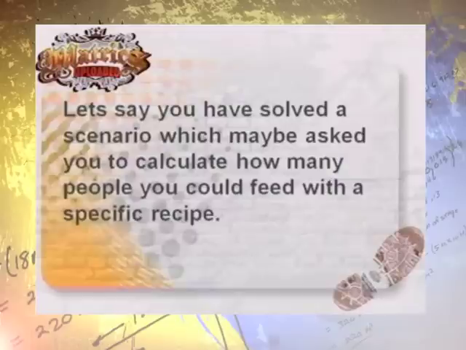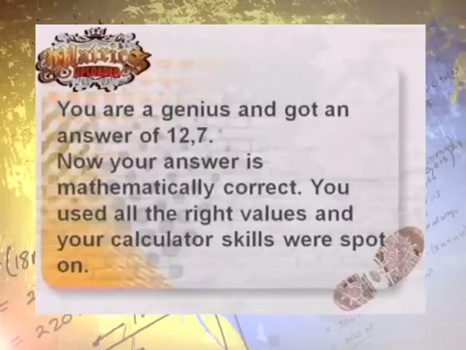Let's say you have solved a scenario which asks you to calculate how many people you could feed with a recipe. Remember, there's a recipe and you're going to stick to it, and it's going to feed an exact number of people. Watch here. You got an answer of 12,7 people. Now your answer is mathematically correct. You used all the right values and your calculator skills were spot on. However, 12,7 people is what the recipe says you're going to feed. That's a bit of a problem.